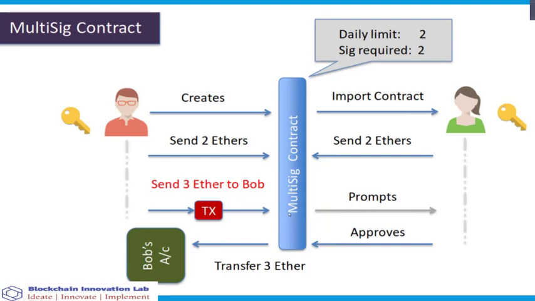Now there should be a message which gets passed on. Alice says, okay, so she needs to approve. Once she approves, Bob can take three ethers. Otherwise, he will not be able to take it. The transaction will be declined. So that is a use of a multi-sig contract, which can be used across multiple use cases.